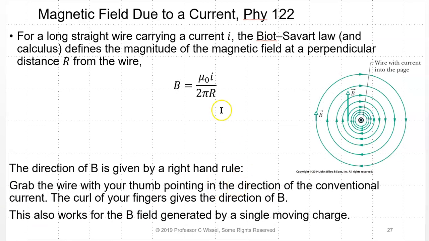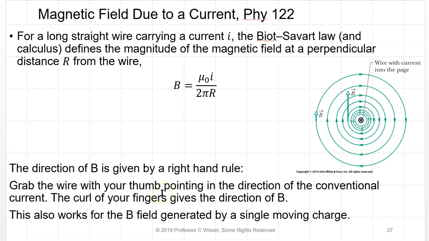Okay, for Physics 122 students, or non-calculus-based students: for a long straight wire carrying current I, the Biot-Savart law and calculus defines the magnitude of the magnetic field at a perpendicular distance r from the wire as B equals mu naught I divided by 2 pi r. Direction of B is given by a right-hand rule.